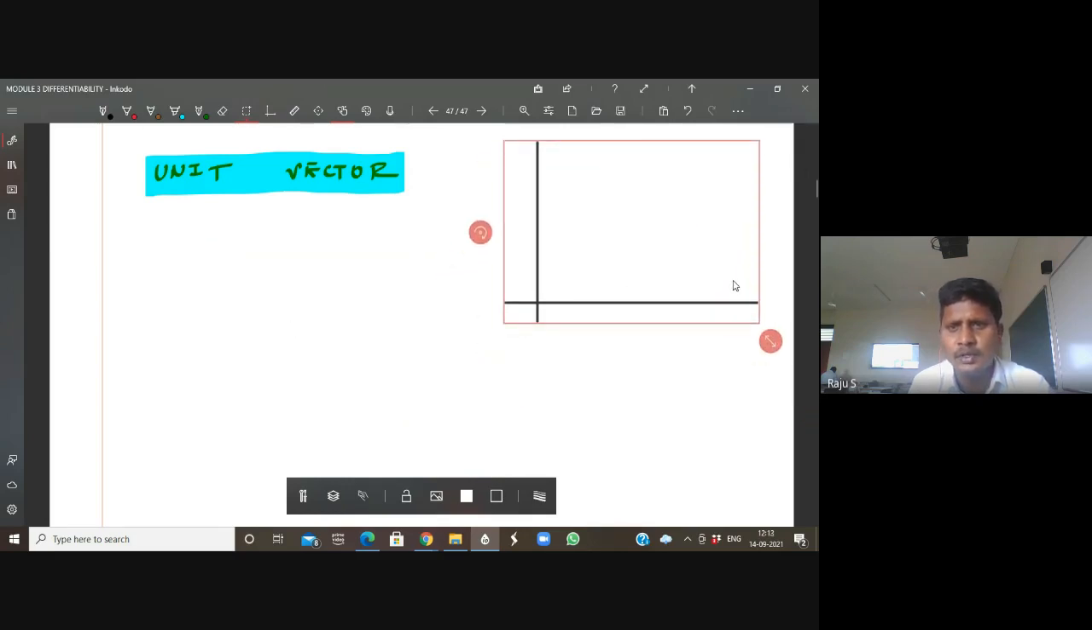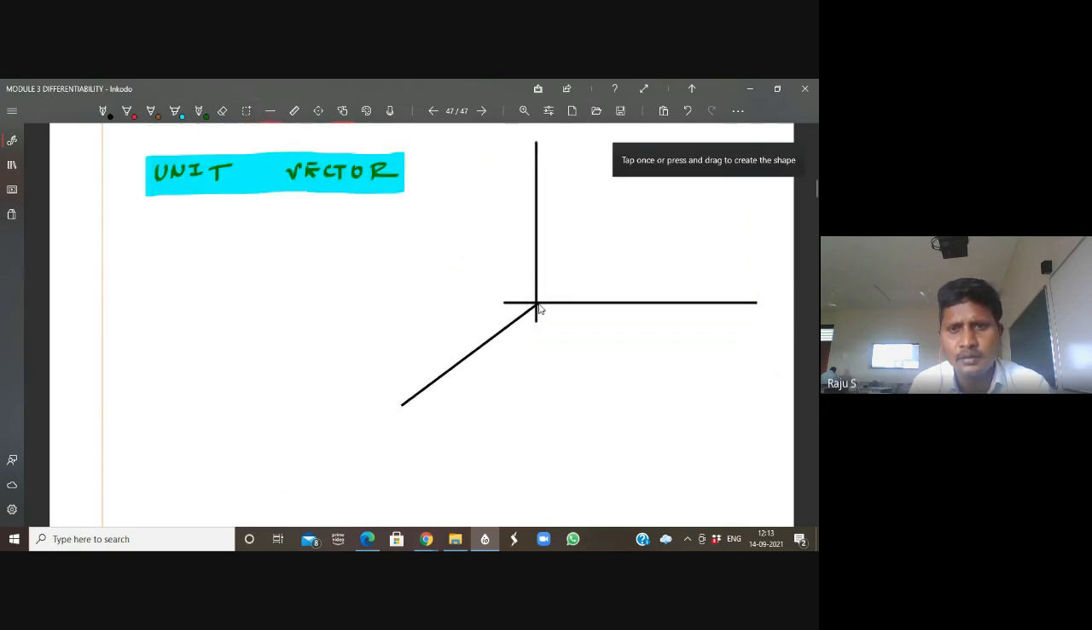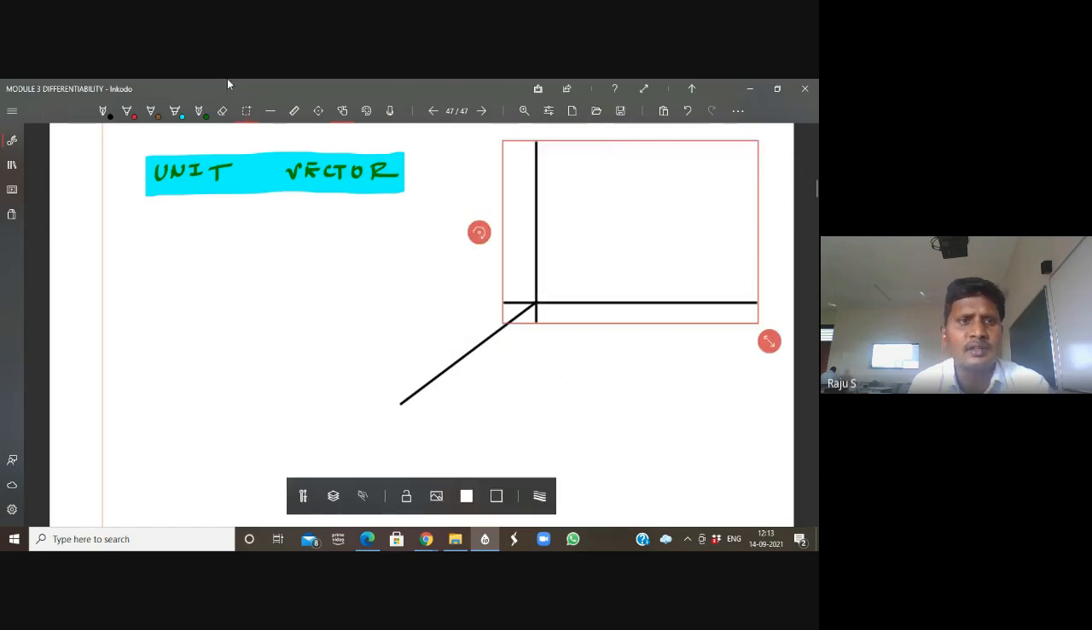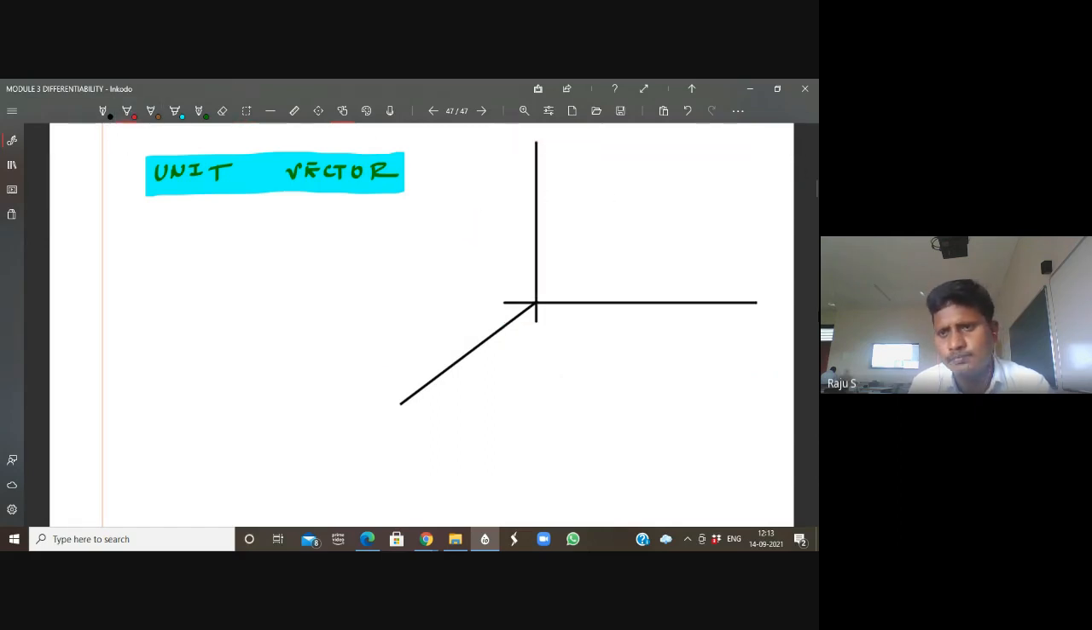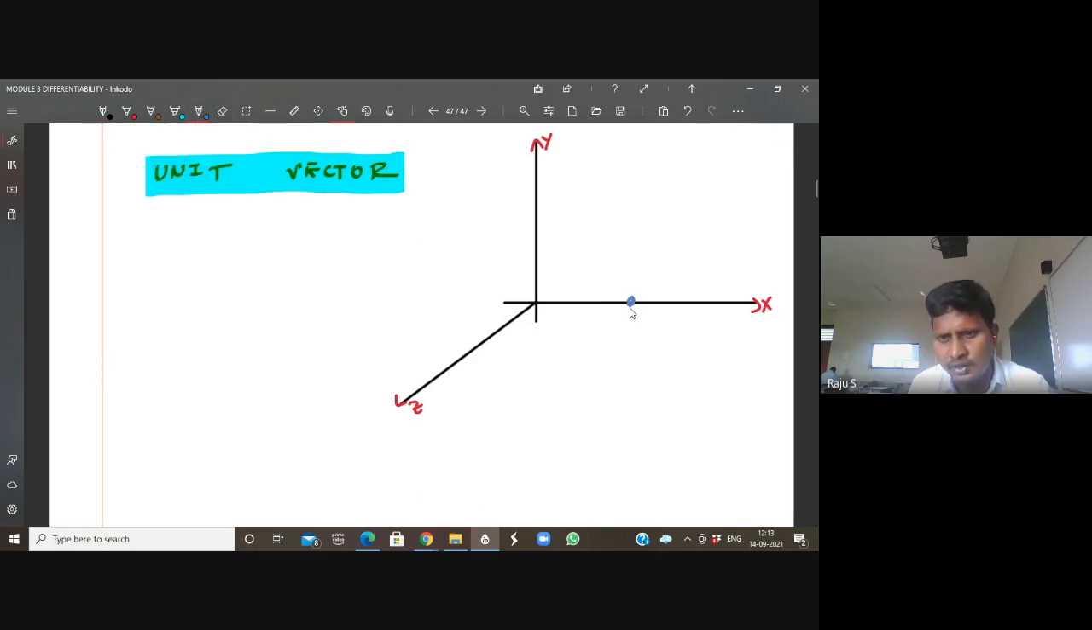So this is the x, y and z-axis, right? X, Y, Z, in three-dimensional space. Along the x-axis, I am going to take the unit vector, that is one unit distance, that is i cap in this direction, and along the y-axis I am taking the same one unit length. This is j cap and this is k cap.